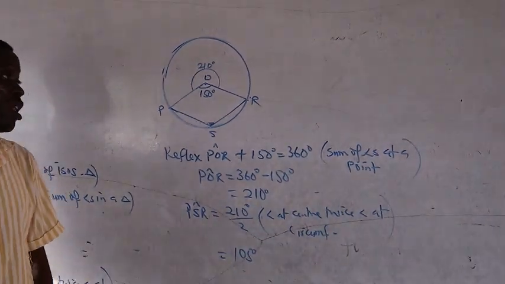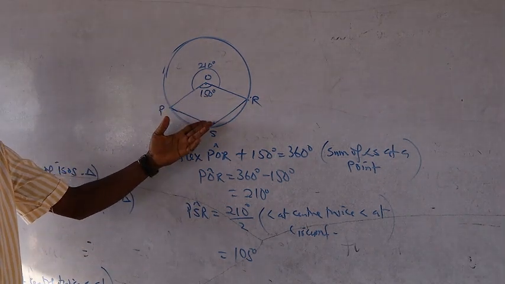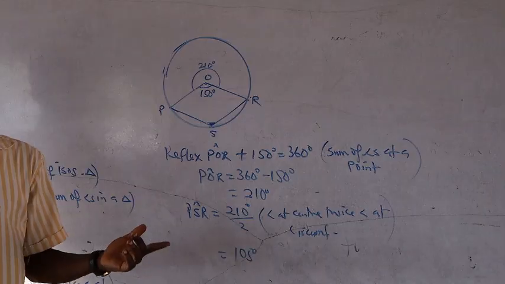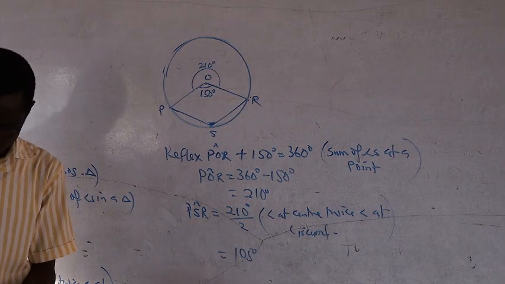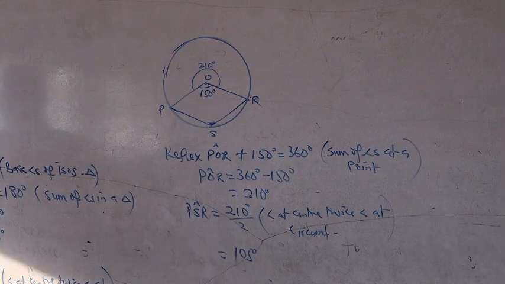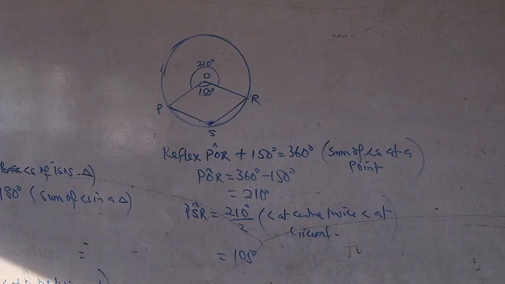If you have a question like this in the objective, and you divide this 150 by 2 to get 75, it's wrong. So don't use that method. Angle at center and angle at circumference must not be in the same sector. Must not be in the same sector.